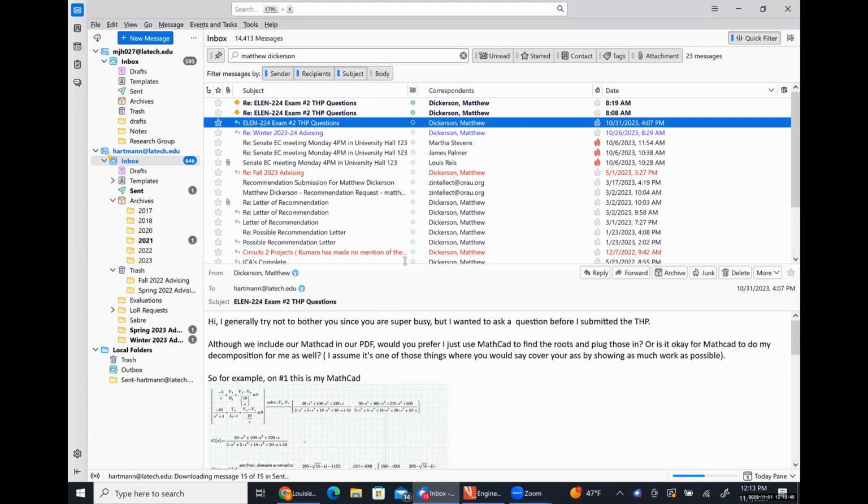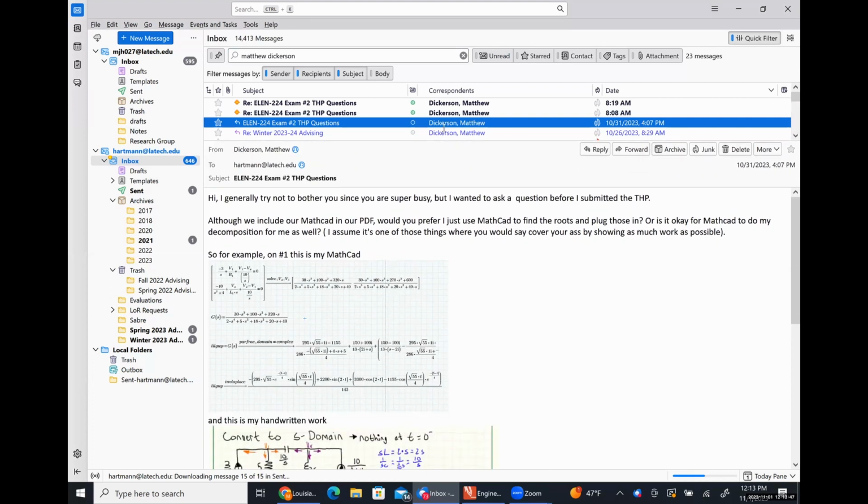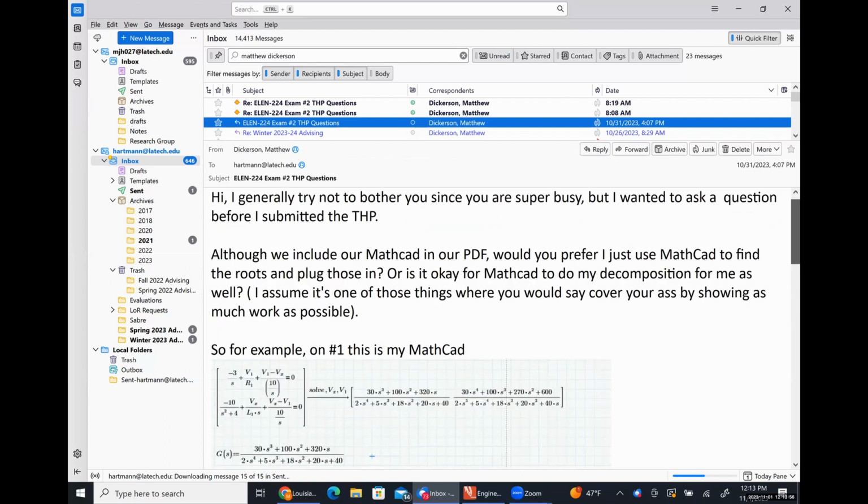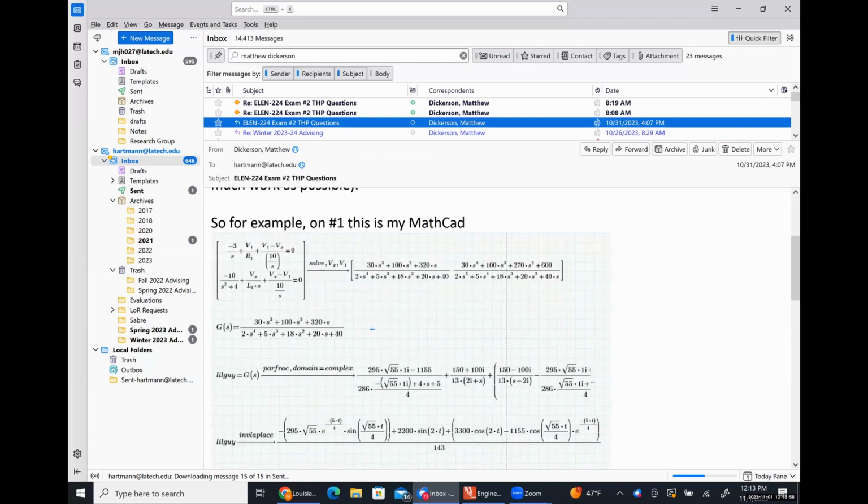So, like I said, I've gotten a couple of emails asking what's fair game and what isn't. What Matthew did here using MathCAD in order to get his polynomials in S and all that good stuff is absolutely fair game. That is exactly what I showed you how to use MathCAD to do.